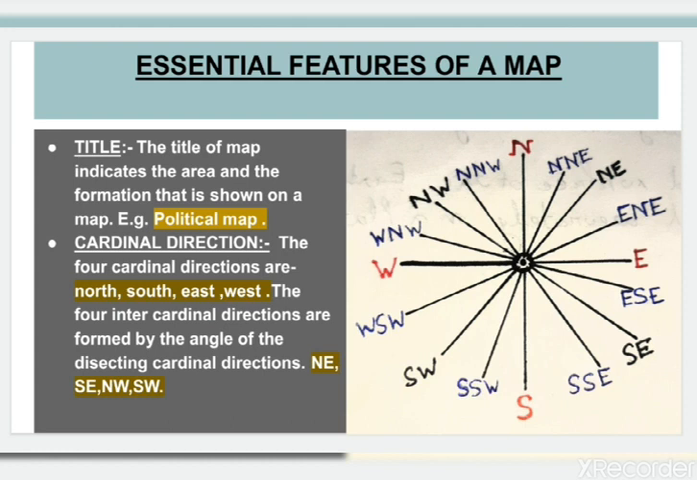The four intercardinal directions are formed by the angle of dissecting cardinal directions. These are four. What are these? See, in the diagram I have written northeast, southeast, northwest and southwest. So these are all cardinal direction.